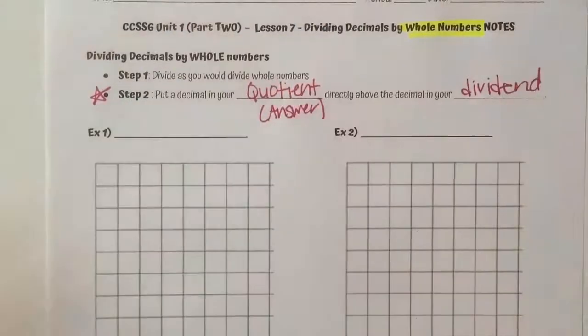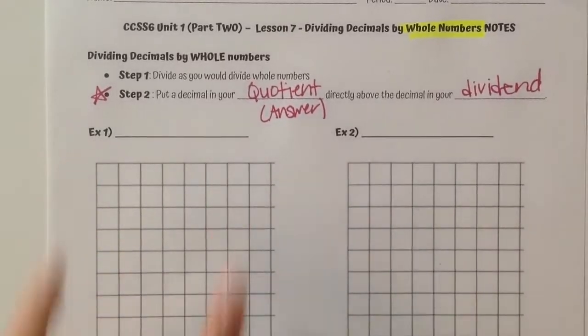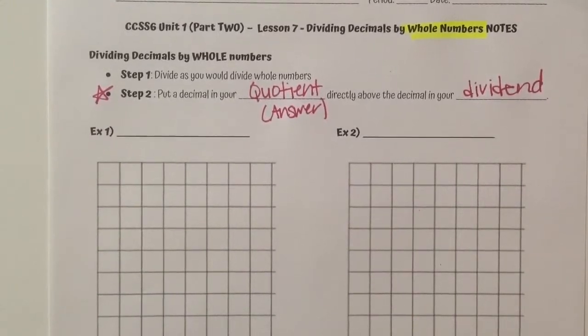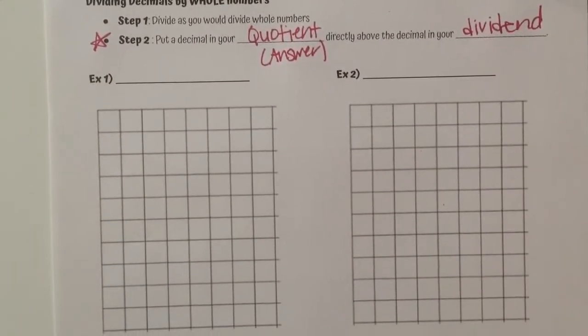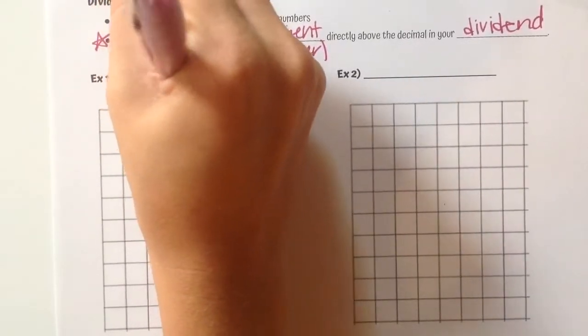So this is where, I know not everyone likes to use the grid, but this is where it's really important to make sure that you're keeping it lined up because the decimal placement is really, really important. So let's go ahead and look at an example here. We're going to do 8 and 54 hundredths divided by 4.